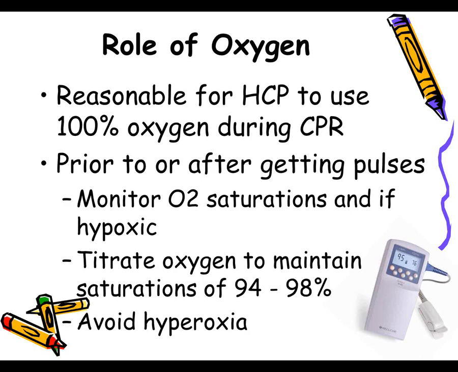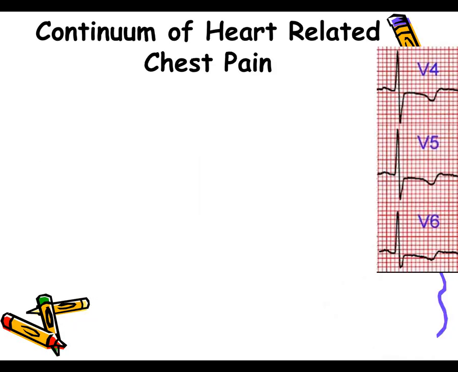Once we get them stabilized, then we should titrate the percentage of oxygen to maintain saturations between 94 and 98%. And I know that you can't always look at a pulse oximeter and believe what it's telling you, especially if the person has carbon monoxide poisoning. But under normal circumstances, we don't want to give them too much oxygen once they're stabilized.